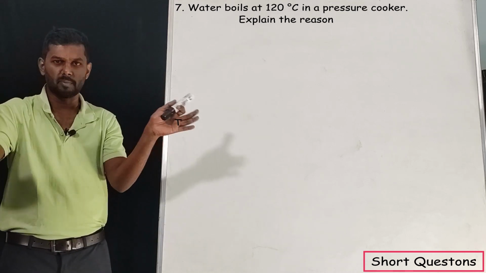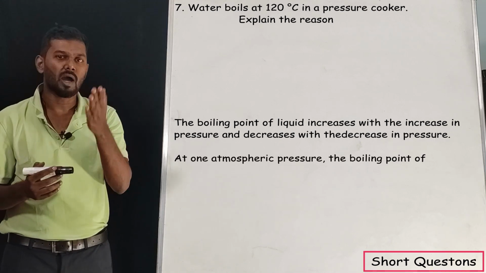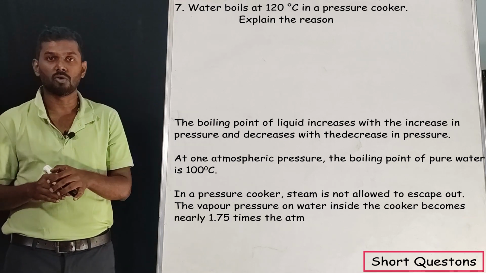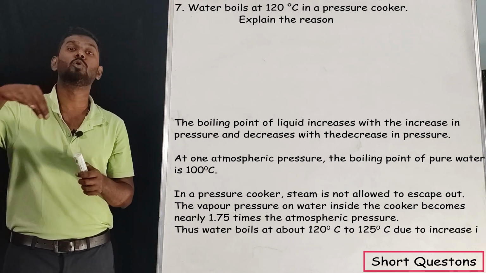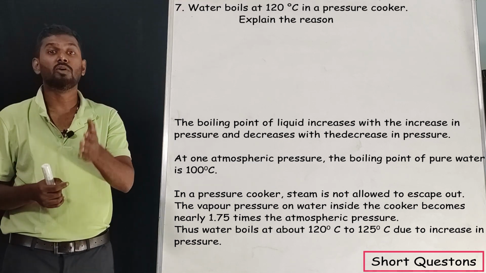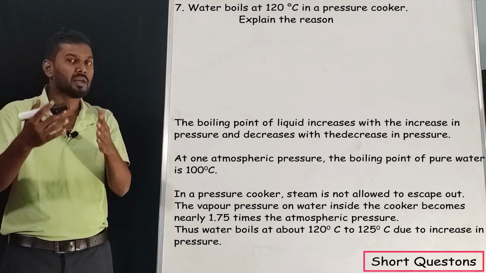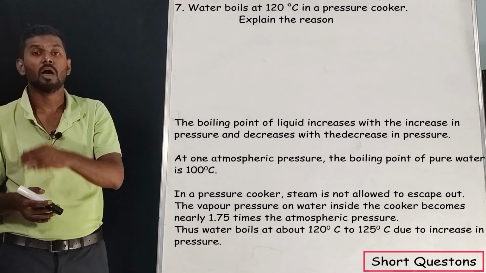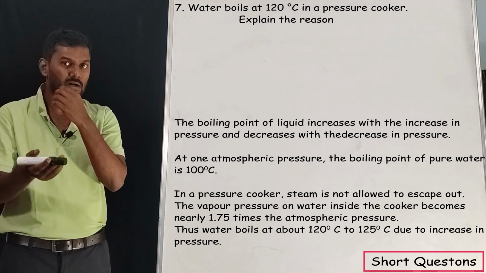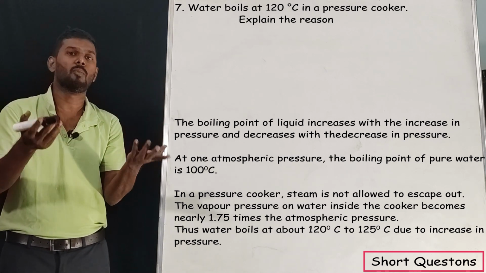Listen. At atmospheric pressure, in a normal setting without a cooker, if you want to boil the water, the temperature will be 100 degrees Celsius, and the water will start boiling. But inside a pressure cooker, we are not letting the steam escape out of the pressure cooker. The vapor pressure on the water will be nearly 1.75 times greater than the atmospheric pressure. So the increase in pressure increases the boiling point.